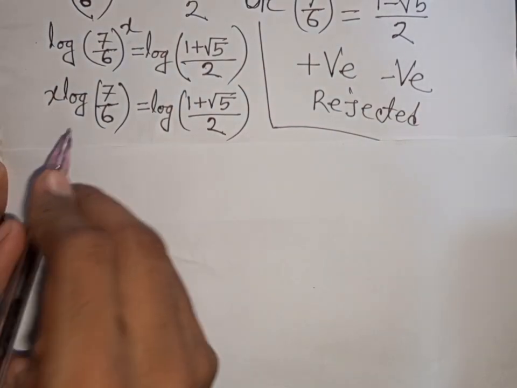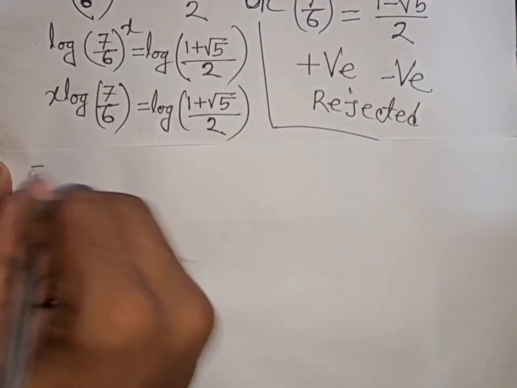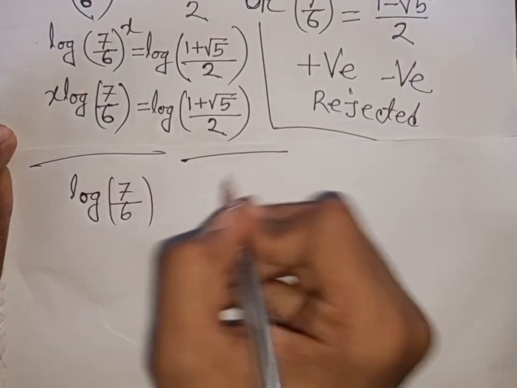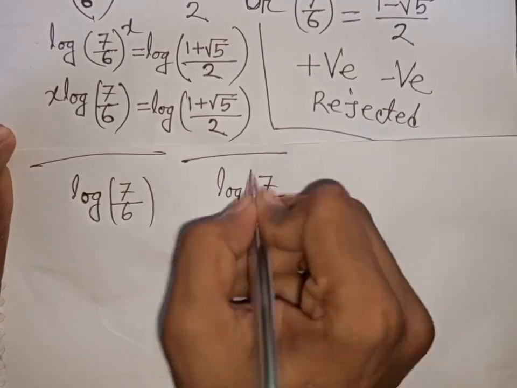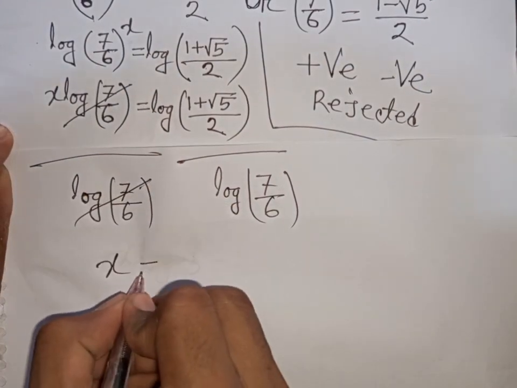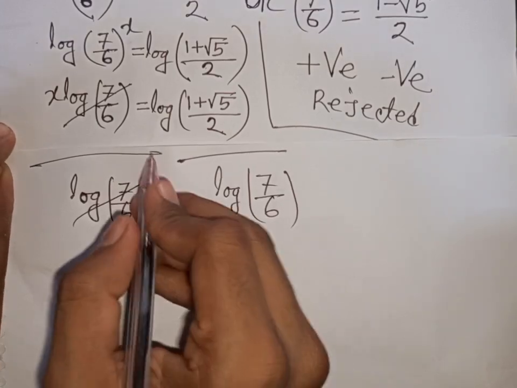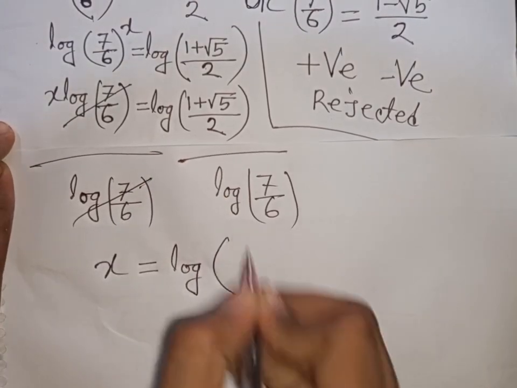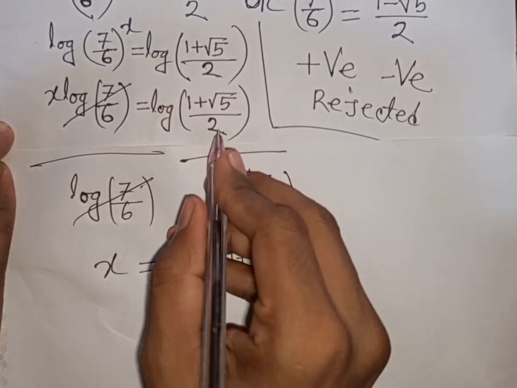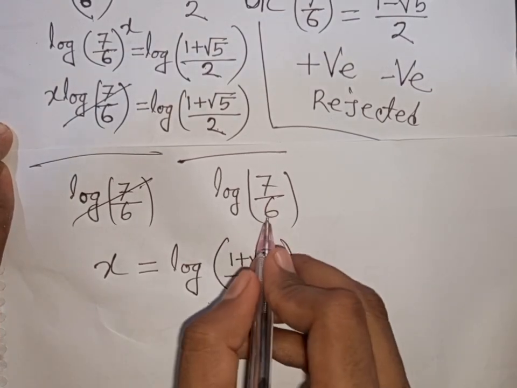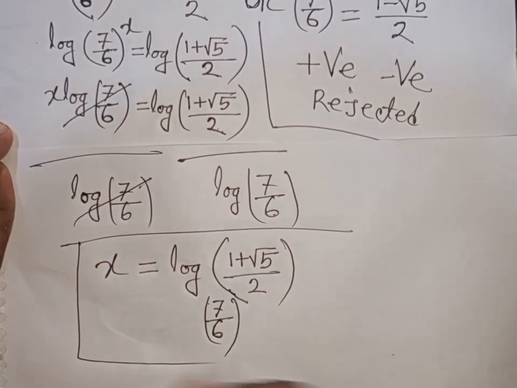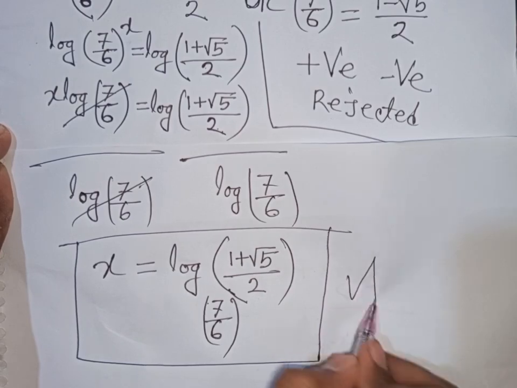Now we need the value of x, so we divide by log of 7 by 6 on both sides. Log of 7 by 6 divided by log of 7 by 6 will be cancelled, so here x will be equal to this divided by this, that means it will be log of 1 plus square root of 5 over 2, with base 7 by 6. So this is the value of x, so this is our final answer.